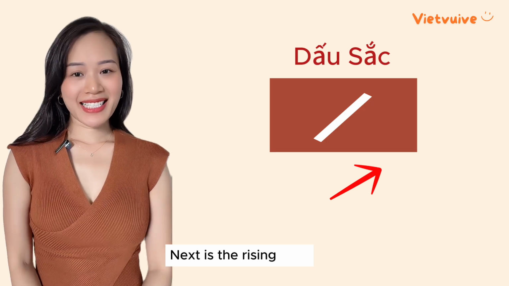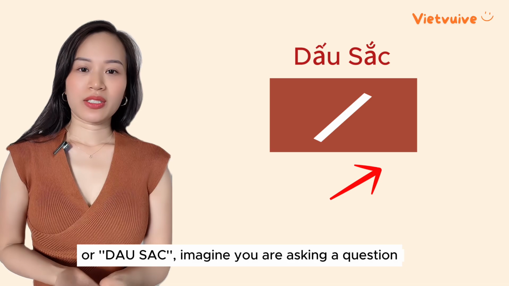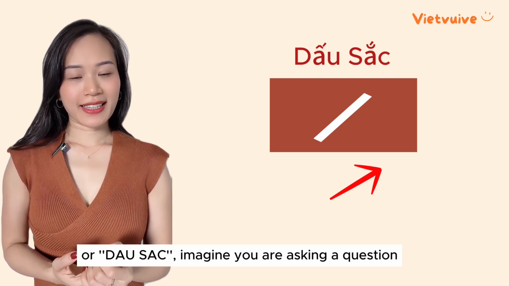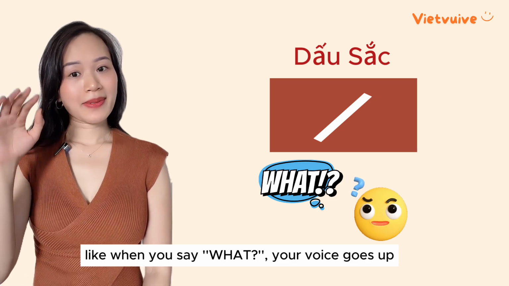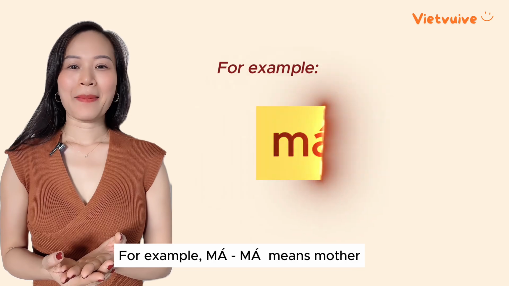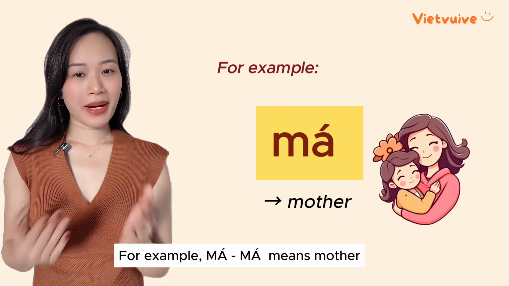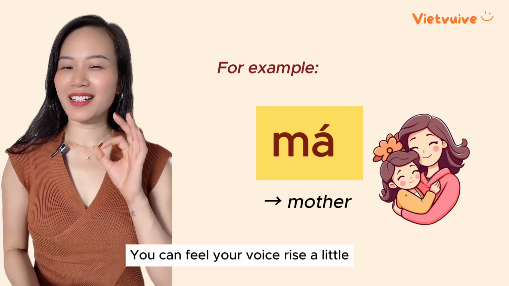Next is the rising tone, or dấu sắc. Imagine you are asking a question, like when you say "what?" Your voice goes up. For example, má means mother. You should feel your voice rise a little.